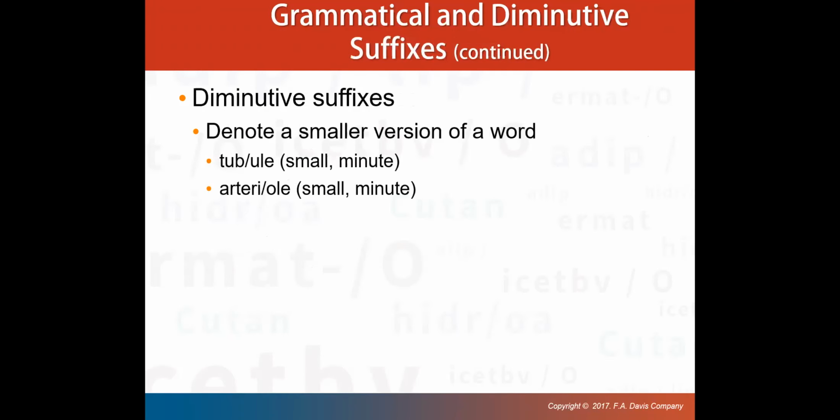And then the diminutive, meaning smaller, right? It's a smaller version of the word. So tubule is a minute, like a little tiny tube. Arteriole is an itty bitty teeny tiny artery. Okay, so when you see that OLE at the end, tiny.